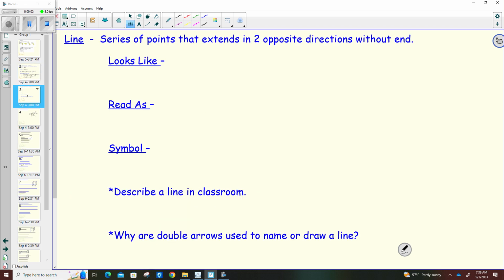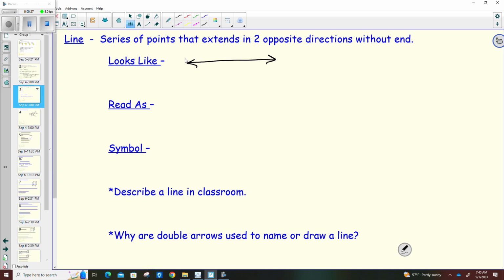Because when we string a bunch of points together, we have a line. So a series of points that extends in two opposite directions without end. When it's drawn out, you're going to be shocked. It looks like a line. I know, mind blowing right there. Make sure it has arrows on the end because it goes on forever without end.